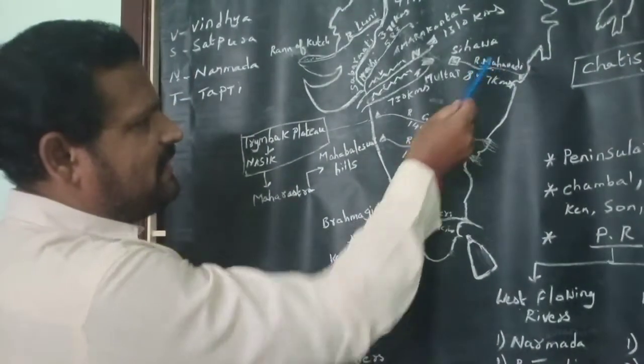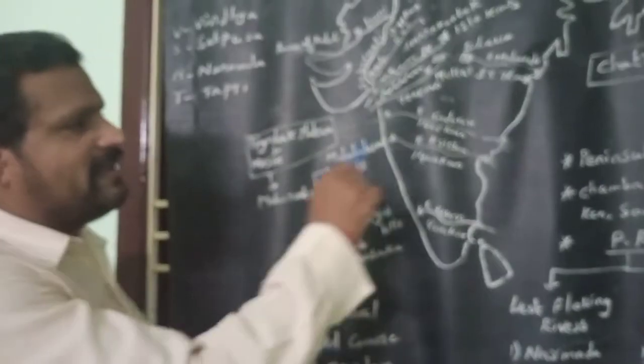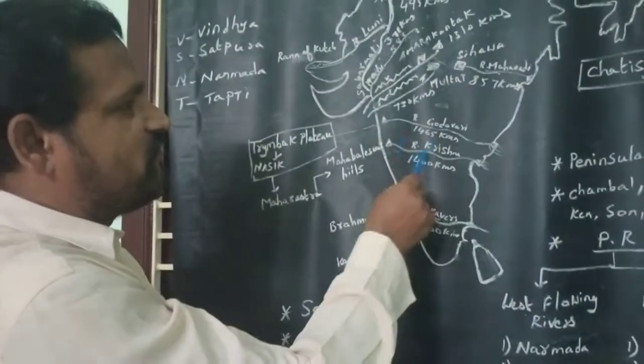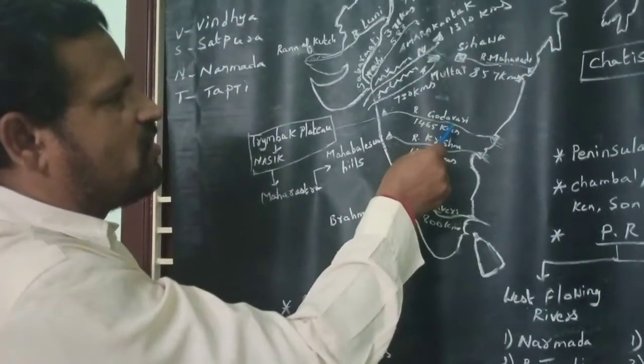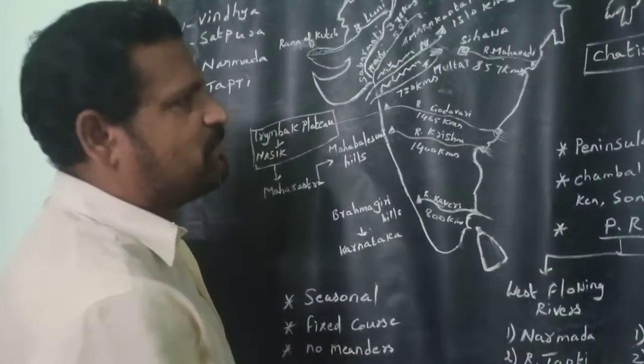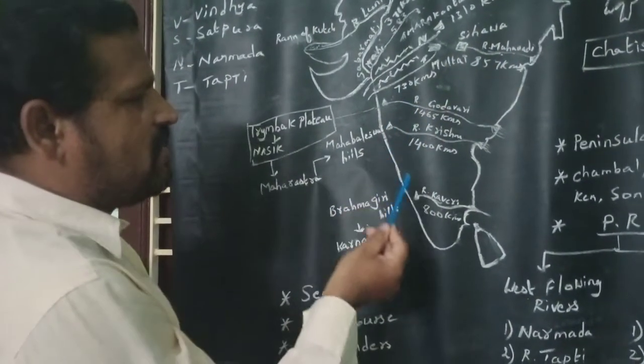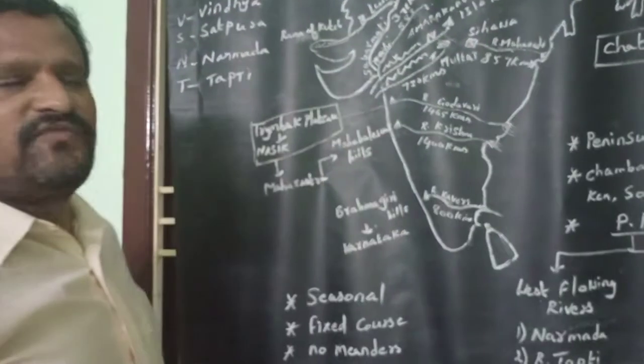This river Mahanadi, Godavari, Krishna, Kaveri are east flowing rivers. Why? Because these rivers flow towards east and discharge at the Bay of Bengal. So Mahanadi river, Godavari river, Krishna river, Kaveri river are called east flowing rivers.